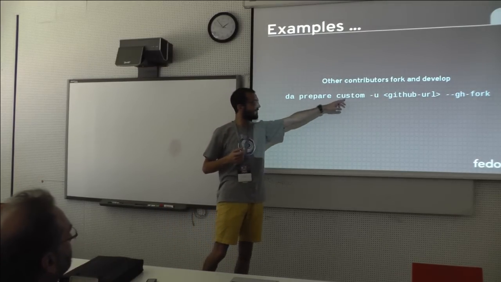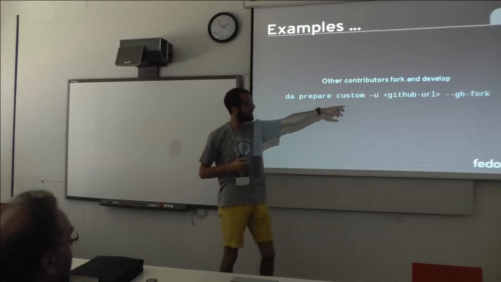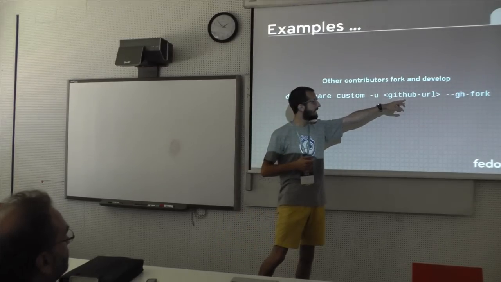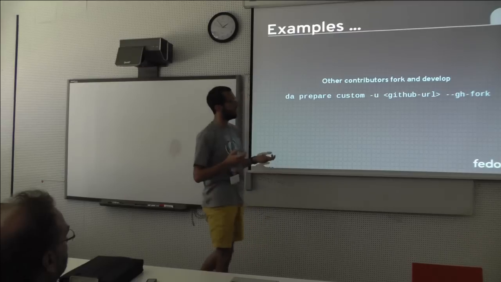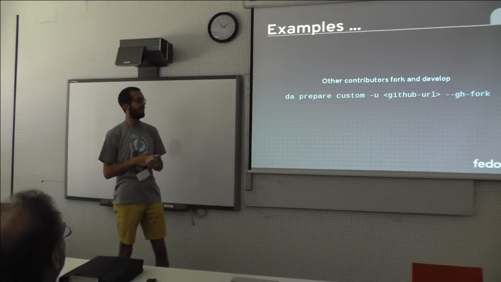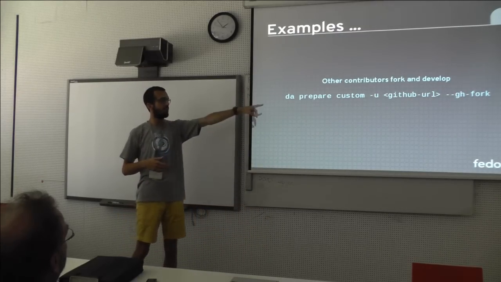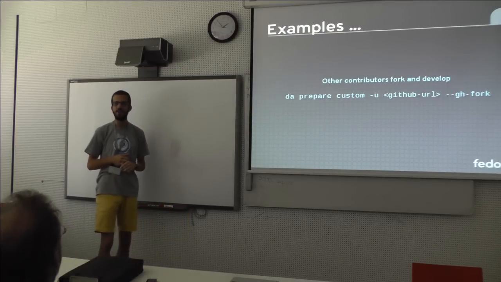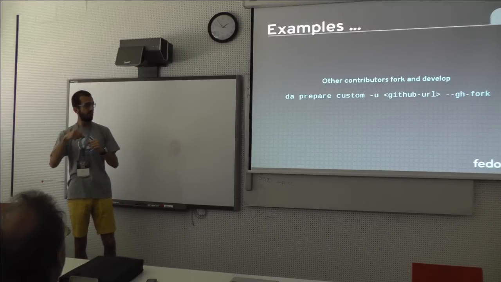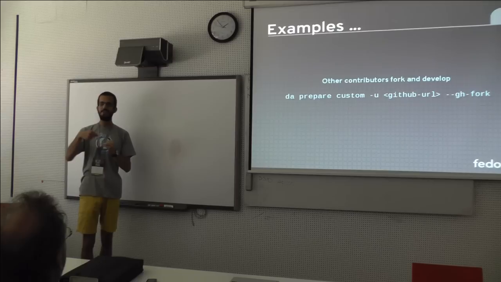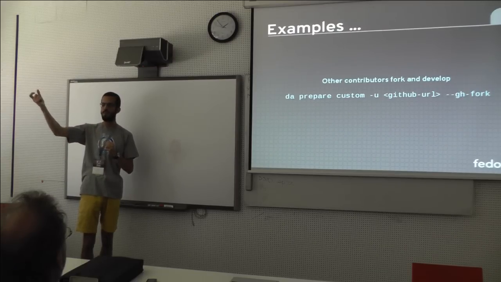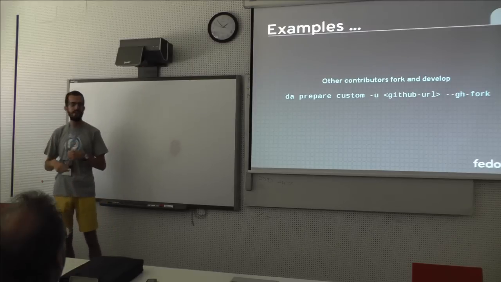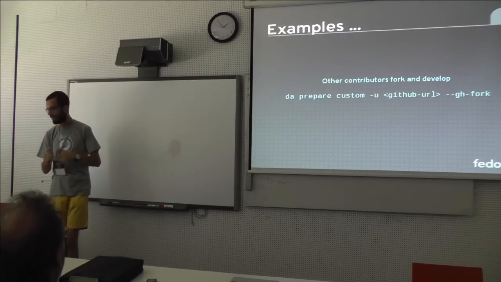For now we have this custom assistant, which really just takes a GitHub URL or pretty much any other URL of a Git repo. But if upstream is on GitHub, you can also use --github-fork, which is the functionality I've been talking about before. It basically creates a GitHub fork, checks out your source code from the GitHub fork, and also adds the upstream repo as a remote, so you can fetch the new sources from there and merge your code with it.